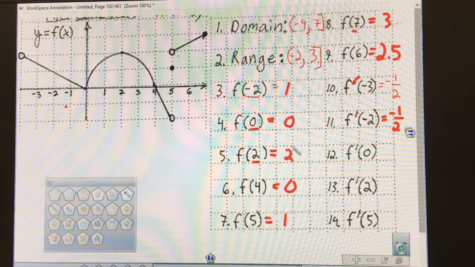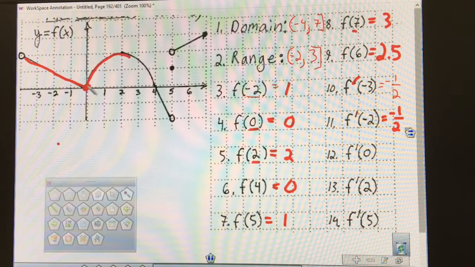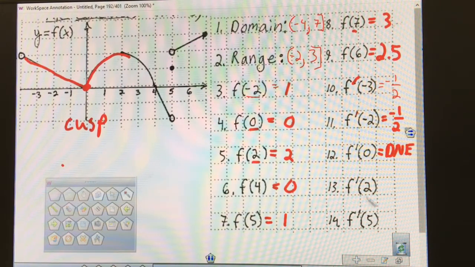Now it wants the slope at x equals 0. At x equals 0, this is rather strange. I have a segment, a straight linear equation, meeting a circle. And at that point where they meet, it's called a cusp. And you cannot find the derivative at that point. So that's going to be a big DNE, does not exist. We're not allowed to take the derivative there.